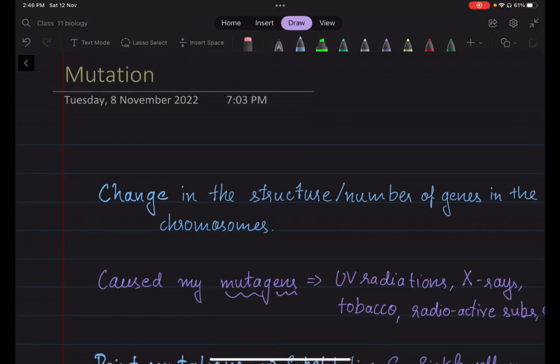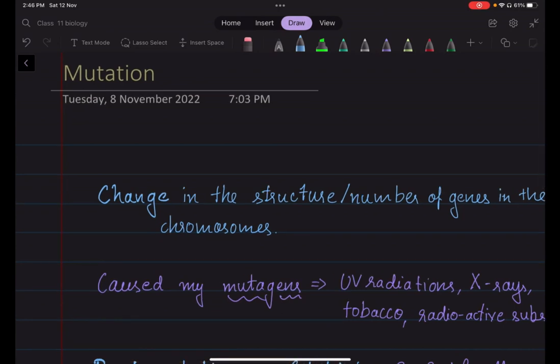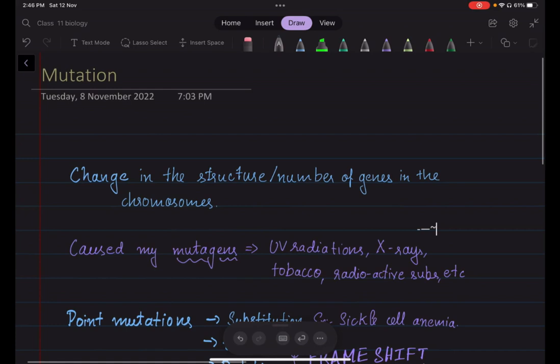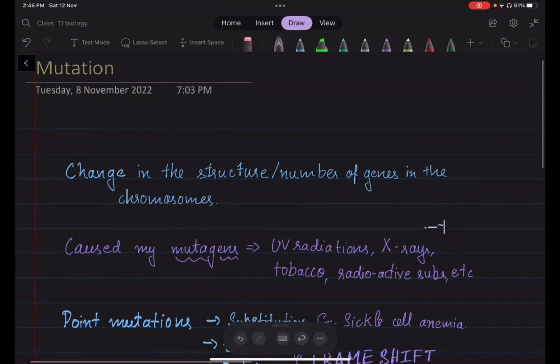In the previous video, we learned about the genetic code, and in this video we will be learning about mutation. So mutation is actually a change in the structure or number of genes in the chromosomes. Any sort of abnormality in the structure or the number of genes, or in the DNA sequence of the genes, will be termed a mutation.